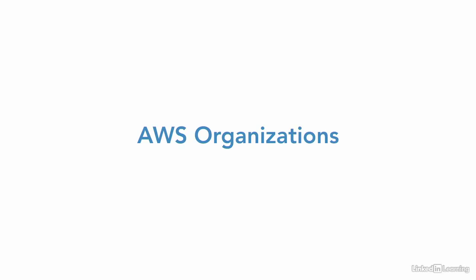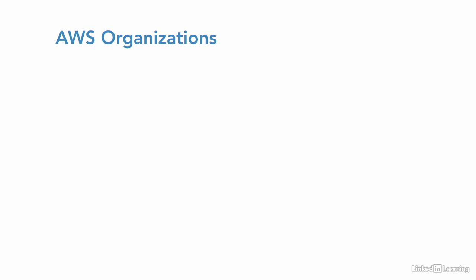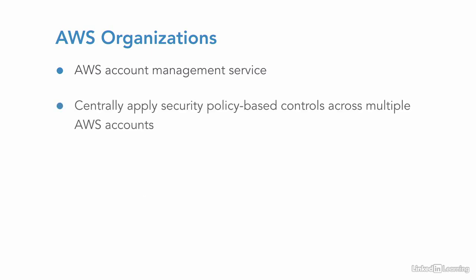The odds are that you have a number of AWS accounts. You may just have one. And even if you just have one, I would suggest you look at AWS Organizations. AWS Organizations is an account management service. It allows you to manage security controls and link the security controls across multiple AWS accounts in a tree-like structure.